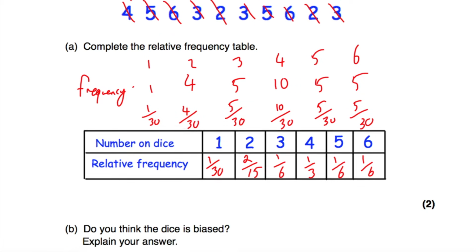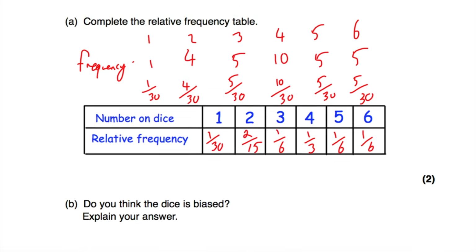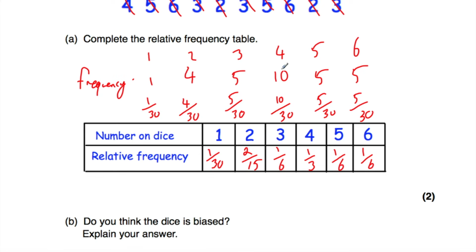And then part B says, do you think the dice is biased? Well, it landed on a 4 10 times and it only landed on a 1 once. I think that's a lot in terms of if you roll it 30 times to get 10 number 4s and only 1 number 1, I think that dice is a bit biased. That's my opinion. Now again, you could argue that it's only been rolled 30 times and it needs to be rolled more to get more reliable results, but I think that 10 times as many 4s than 1s shows the dice is probably biased, so let's explain that.